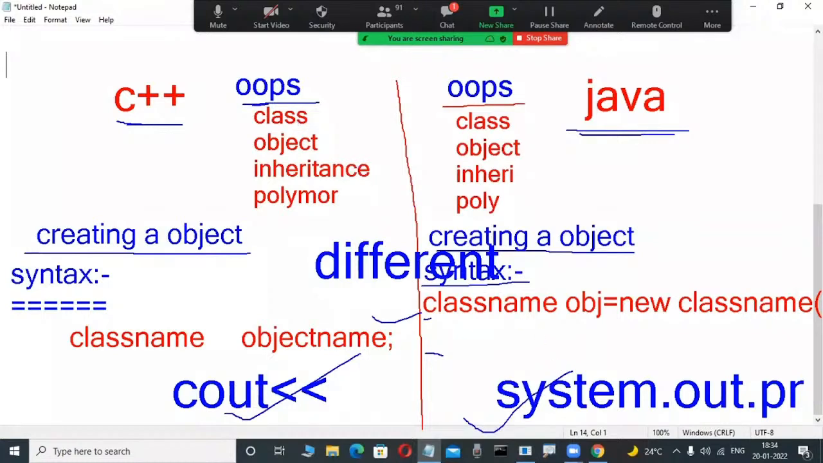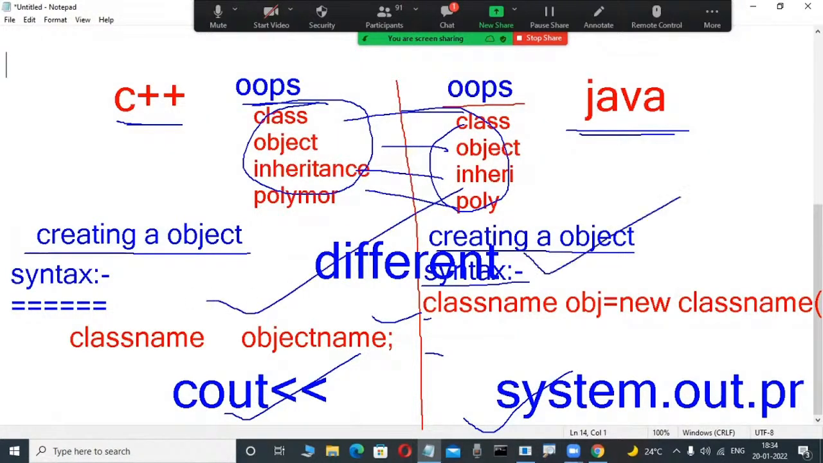But conceptually, some OOP concepts are the same. What is a class? What is an object? What is inheritance? What is polymorphism? Same. But syntactically totally different. Why? Because those are two different languages, two different products from different companies. That's why functions and syntax are different.